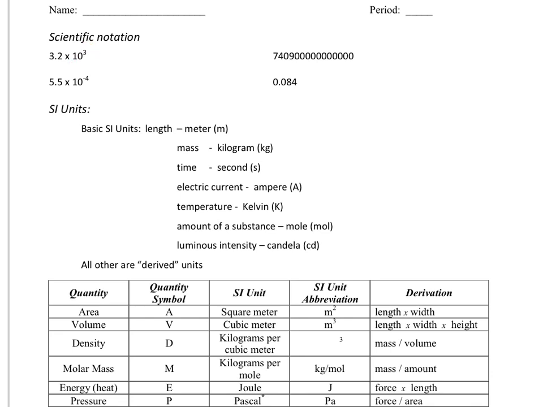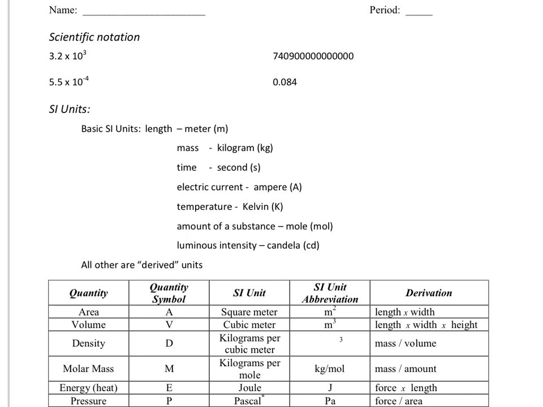If that power is positive, that tells you that that's a pretty big number. That tells you that it's greater than 1. If this number is negative, then that tells you it's a really small number. So that means this number is smaller than 1.